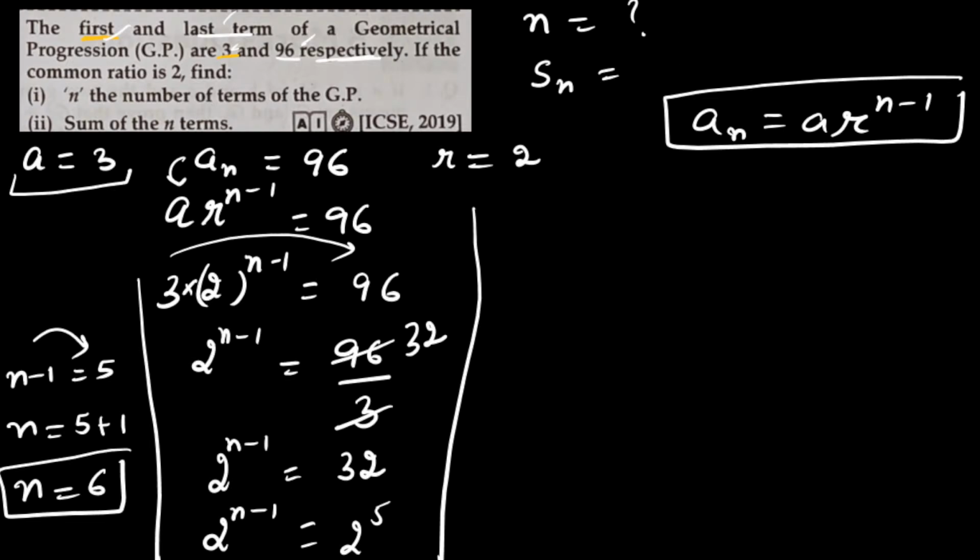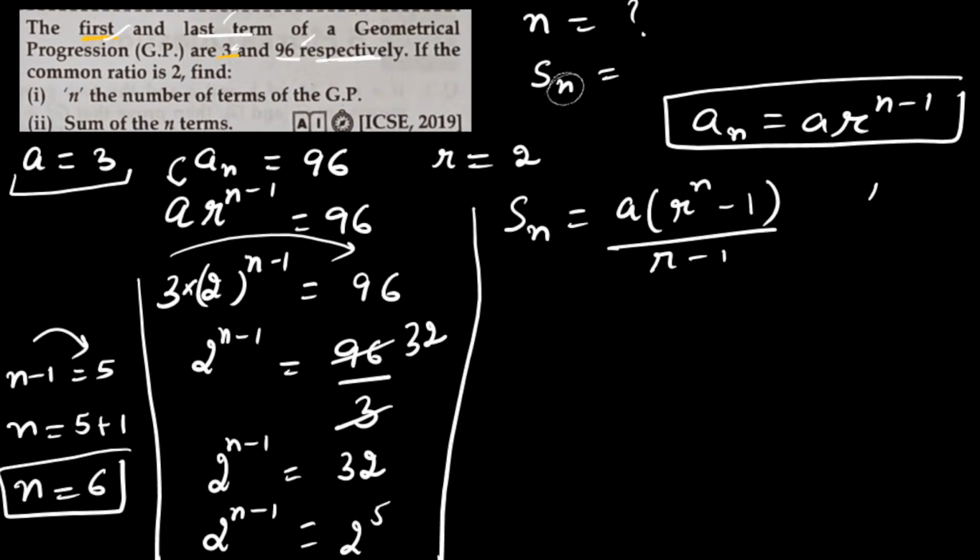So that means Sn we have to find. Sn means n's value is 6, so S6 I have to find. First of all, in terms of Sn only, I'll write Sn is equal to A into R to the power n minus 1 by R minus 1, because R is greater than 1. R's value is 2. Now we can just substitute.